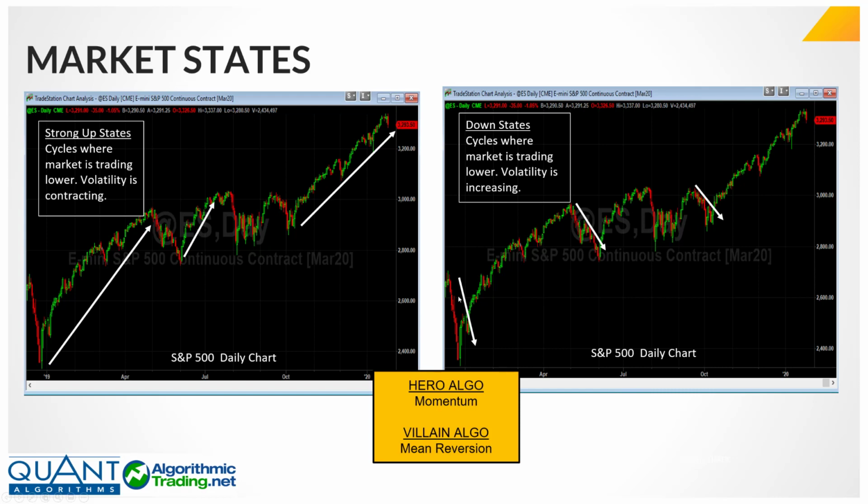The villain algo, meaning the algo that would struggle more, would be a mean reversion algorithm. Now, the reason why is because it would basically just blow right through the ranges that you thought it would hold at, and so mean reversion would tend to not do as well.